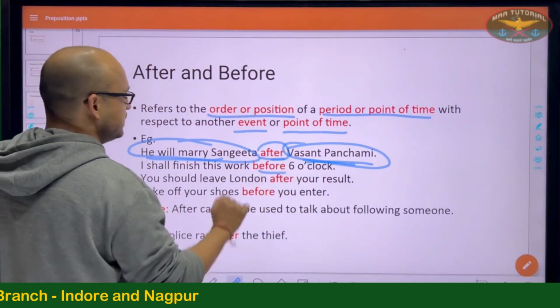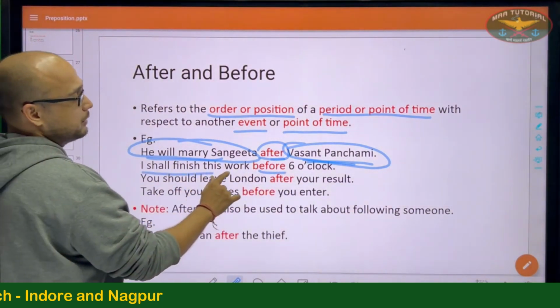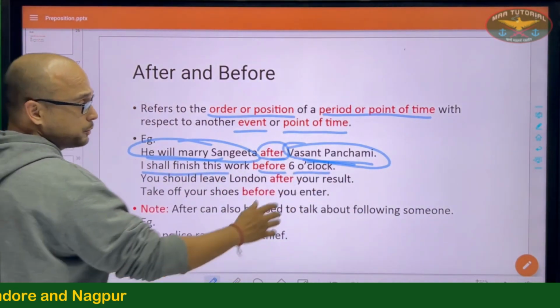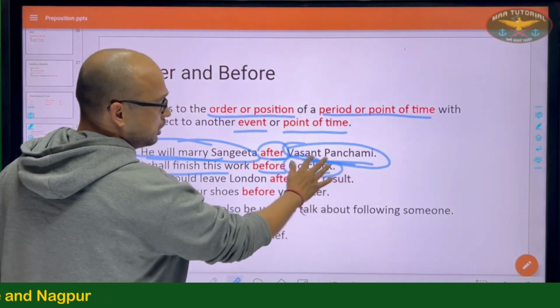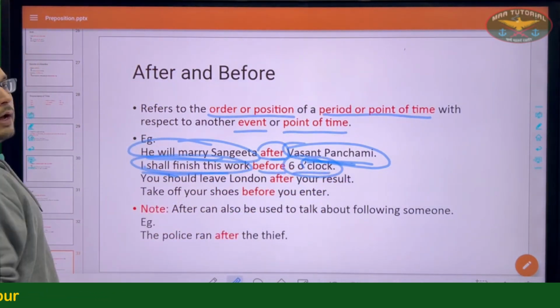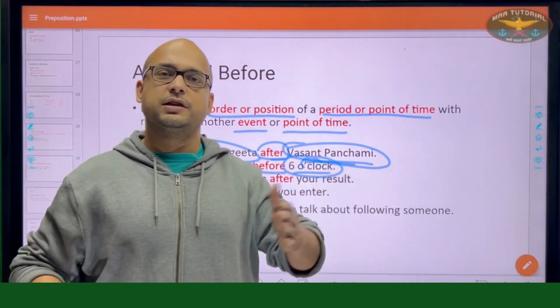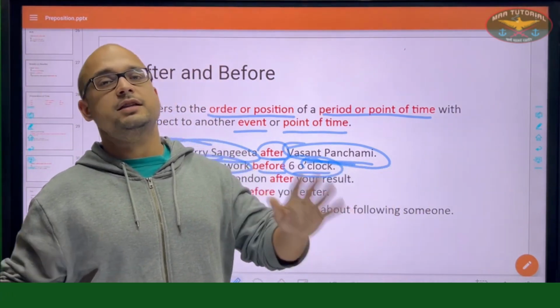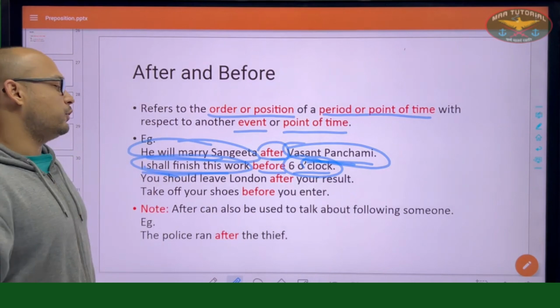Let's see what before means here. I shall finish this work before 6 o'clock. So, before 6 o'clock means 6 o'clock, and before 6 o'clock, I shall finish this work. I am saying that I will finish this work before 6 o'clock. As soon as it is 6, my work will have been finished before that.